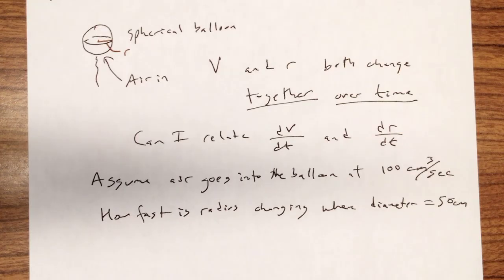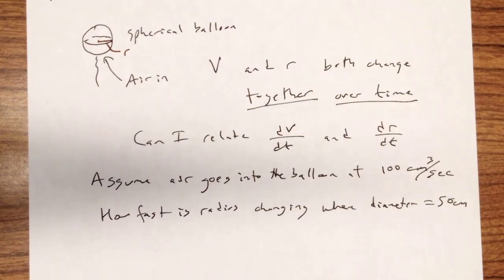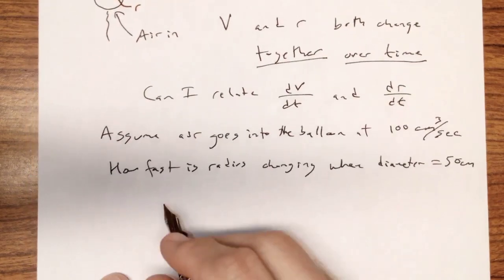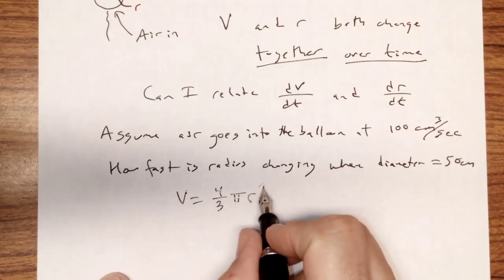Okay. Now that I know what I'm trying to relate, volume and radius, I need to know, is there an equation that relates them? Is there any equation that relates the volume of a sphere to its radius? If you don't already know the formula for the volume of a sphere, you should, but you can look it up in the back of the textbook. I know that the volume is 4/3 pi r cubed.